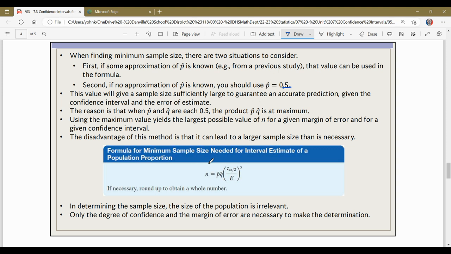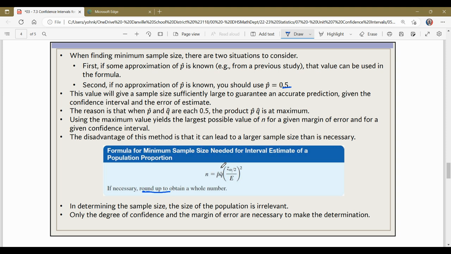So here's our formula for minimum sample size n. We have p hat times q hat. Then we have z alpha over 2 over e, and we're going to square that. Notice that only the critical value divided by the error is squared. That answer is multiplied with p hat and q hat. Notice also that if necessary, we're going to round up to obtain a whole number. So if you do sample size and you get an answer of 10, perfect, move on. If you get an n of 10.4, you always round up to the next number, no matter what.